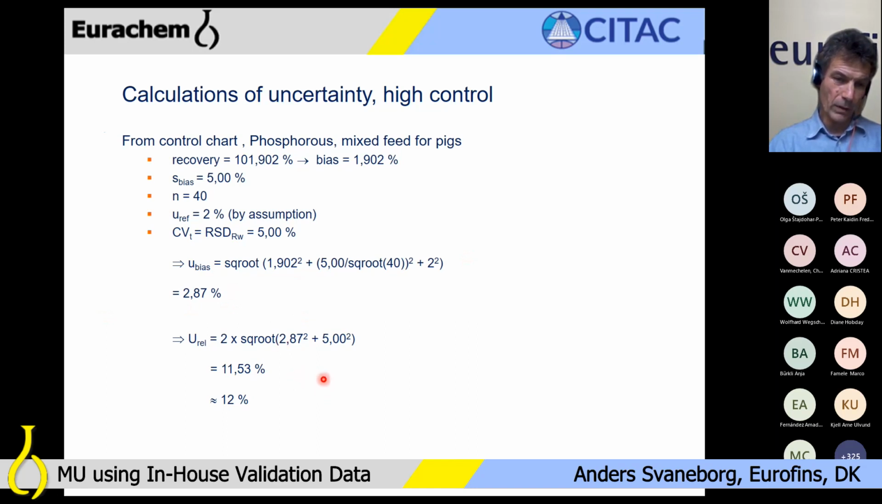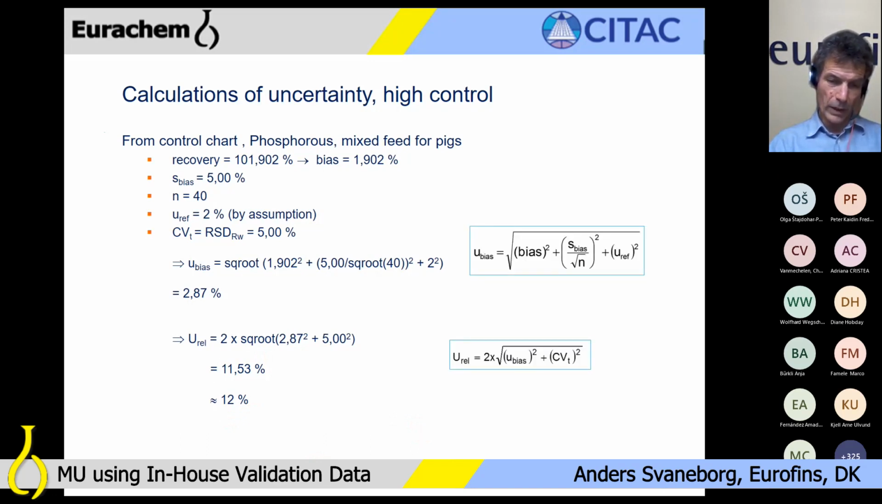It gives us an expanded... Sorry, we have to include then also the other part, the random part, and then we combine the uncertainties to get an expanded relative uncertainty at 11.5%, rounded to 12%. So that is the calculation for the high control sample. We have here the formulas taken from the TR 537.